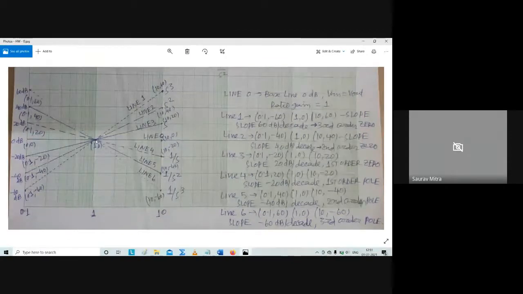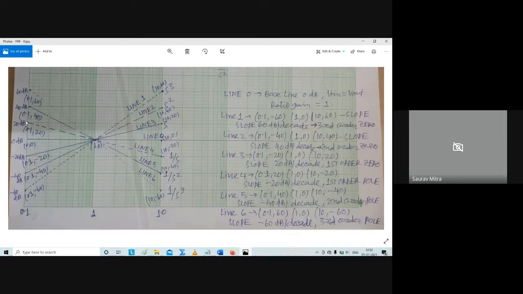So these are the slopes you can draw. Line 1 has a slope of plus 60 dB per decade. Line 2 has a slope of plus 40 dB per decade. Line 3 has a slope of plus 20 dB per decade. Line 4 has a slope of minus 20 dB per decade, because this is 1 by s. This is a first order pole, 1 by s. So you can check line 4: it has a slope of minus 20 dB per decade.